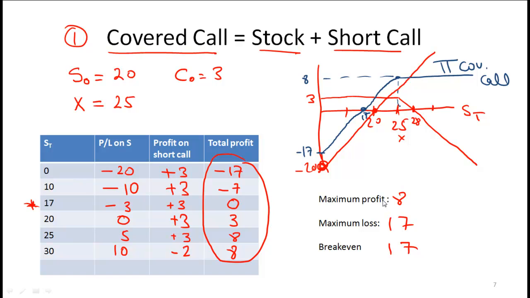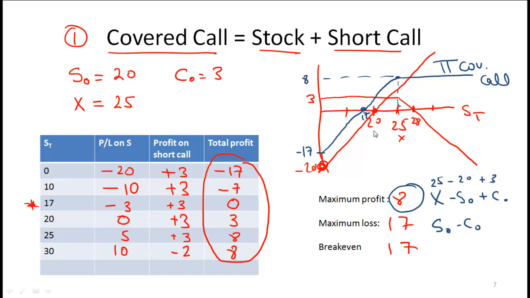Now how do you come up with this maximum profit? So from the numbers it's easy, but in terms of the formula that you need to memorize, it's as follows: X minus S0 plus C0. X in our example was our exercise price, which was 25. S0 is how much you bought the stock for, which was 20, plus C0 is how much you sold the call option for, which was 3. So notice that 25 minus 20 plus 3 gives you the 8 that we calculated. What's our maximum possible loss? It is simply S0 minus C0.